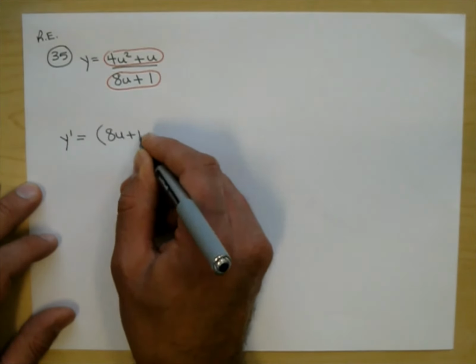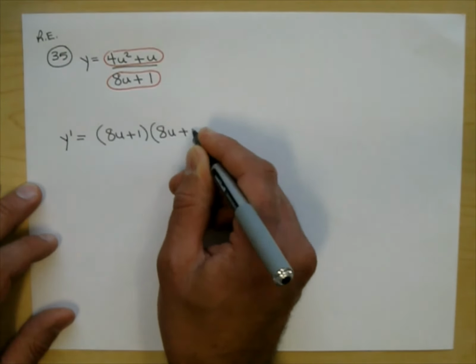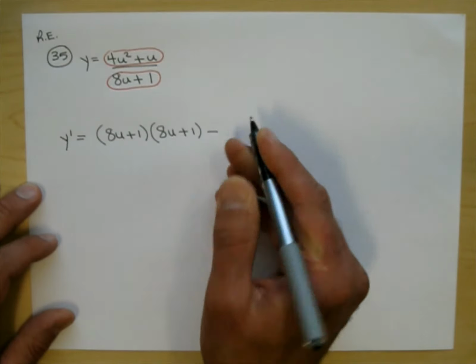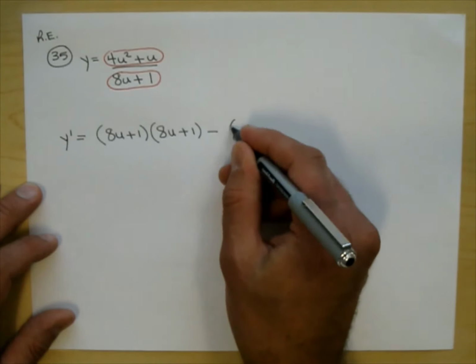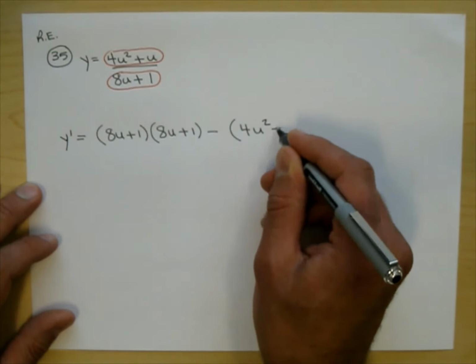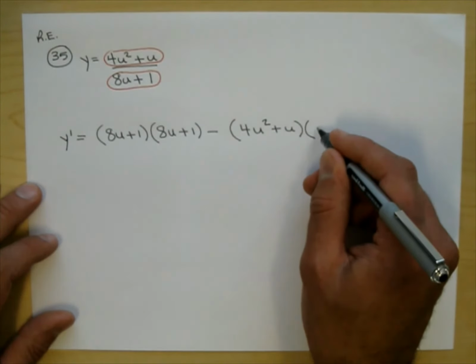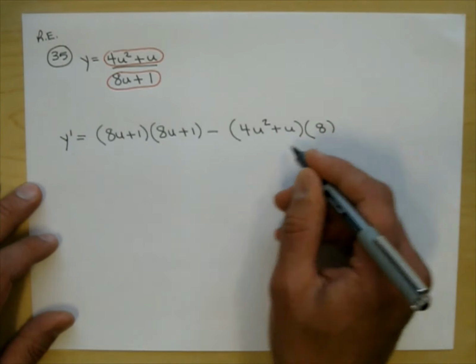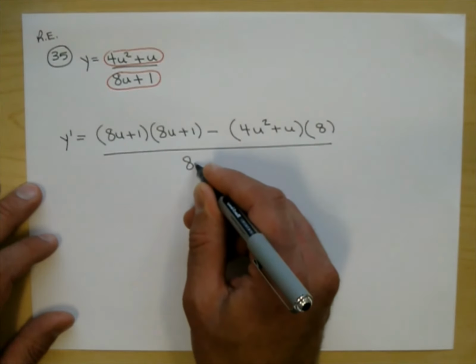8u plus 1 times the bottom, 8u plus 1, minus, that's part of the quotient rule, the top, 4u squared plus u, times the derivative of the bottom, which is just 8. This is all over the bottom squared.